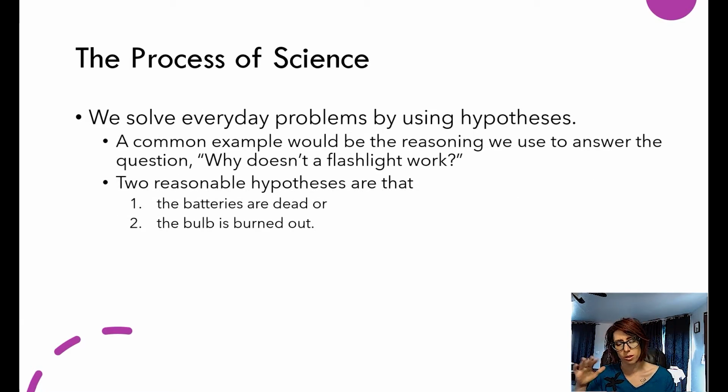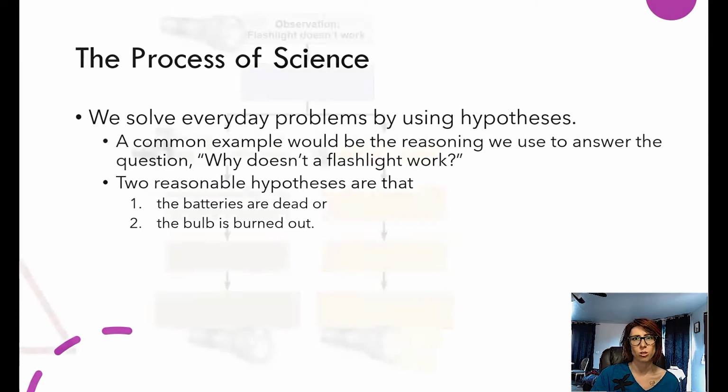So that whole outline of the scientific method makes it seem a little bit complicated, but in fact, we use it every day in our everyday lives. A common example would be the reasoning we use to answer the question, why doesn't this flashlight work? Two reasonable hypotheses I could think of right away: the batteries are dead or the bulb is burned out. Right? And these are falsifiable hypotheses because you can think of an experiment to test each, and you can easily imagine data that would support or refute them.